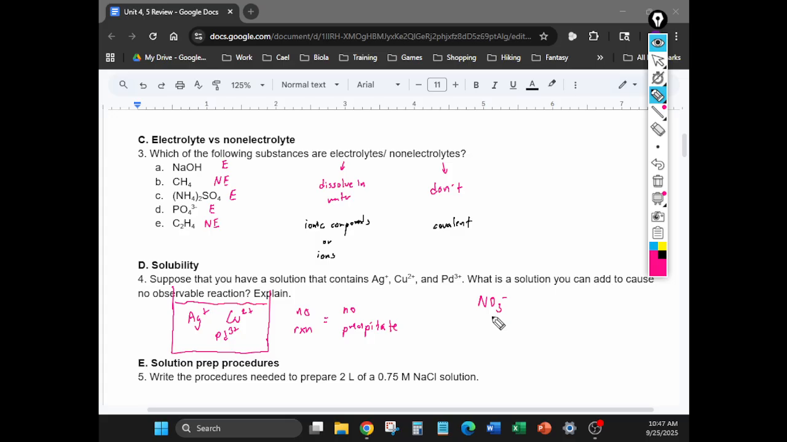Okay, so if you want to be super specific, you can say like NaNO3. You can say something like KNO3. You can get specific like that. Or you can just basically say any compound that has nitrate inside of it. Yes. No precipitate. No solid.